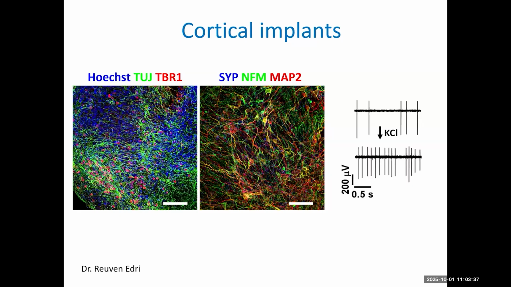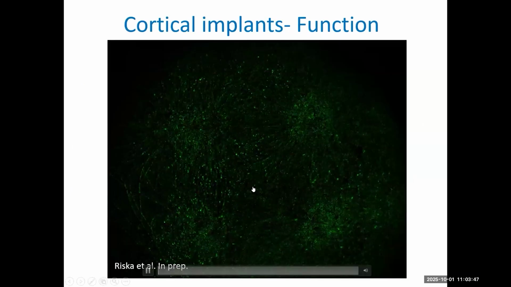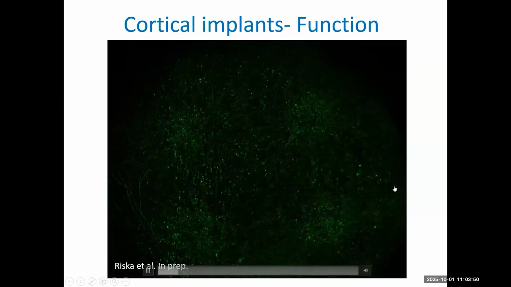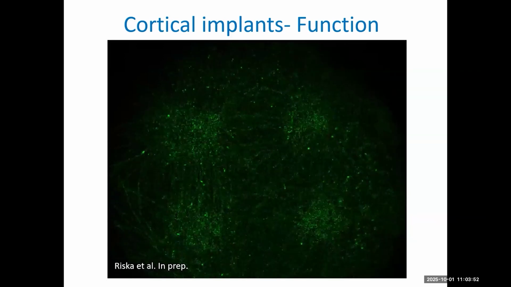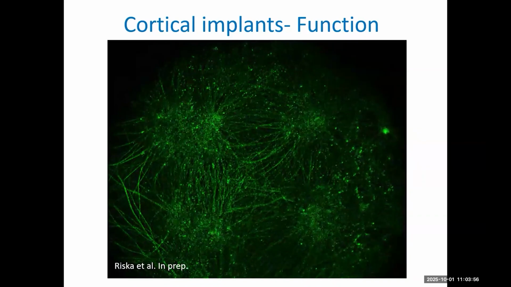We also do cortical implants for brain trauma and stroke. The same approach. We just mimic the embryonic development of the cortex. And here you can see some of these implants and how they interact with each other. See, they transfer the electrical signal and they activate each other.